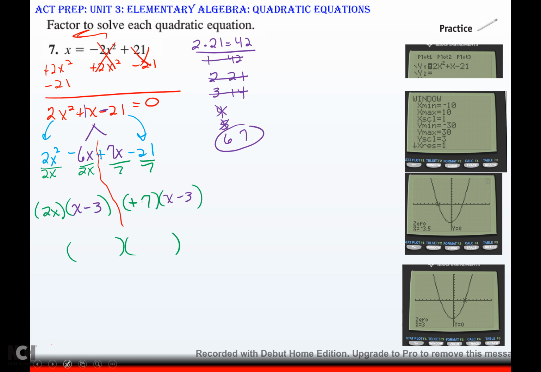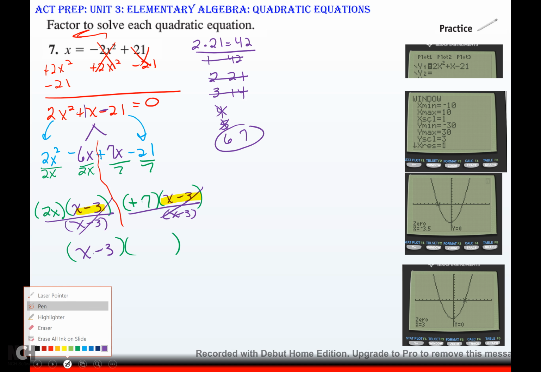GCF again, like I said, beautiful how it always works. You'll get a matching binomial, unless it's prime. So my GCF again is x minus 3. To get what's left, I divide. And my green terms are my second factor, 2x plus 7. Okay, equals 0, and then we solve.